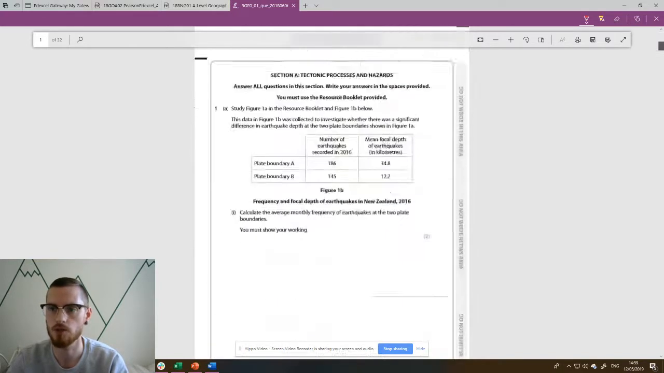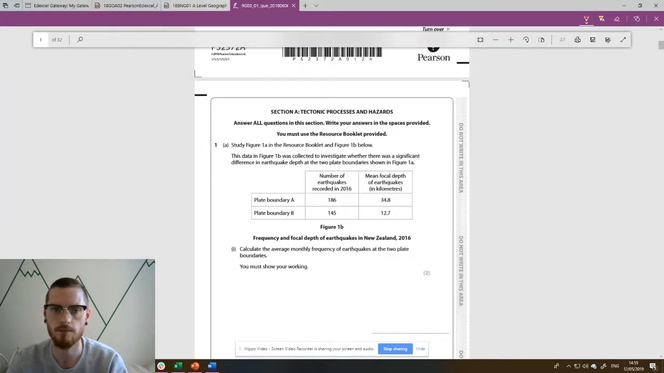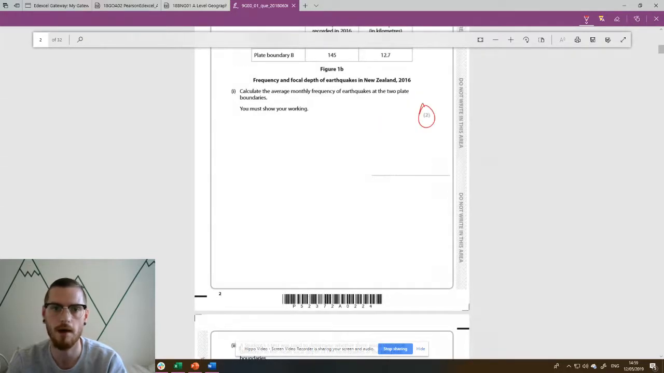Let's move on from the instructions. So section A here is tectonic processes and hazards. And this is literally 4 marks, which will be distributed between maybe a 2-marker and 2-marker, or it may be broken down further. It's normally a skills-based question or series of questions, and then it moves on to a 12-marker. So here we can see we've got a resource-based question, and it feeds into a 2-mark maths question. Again, you must show your working.